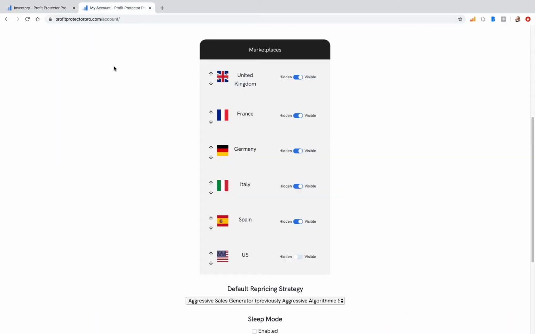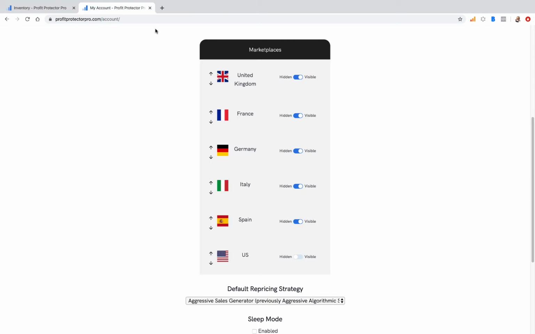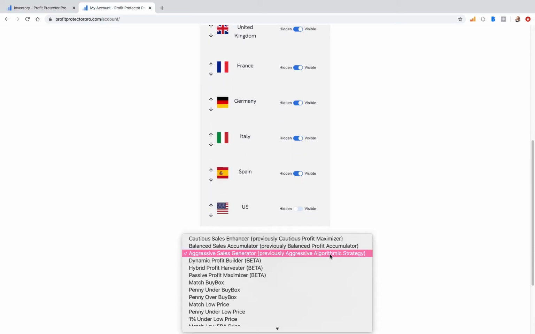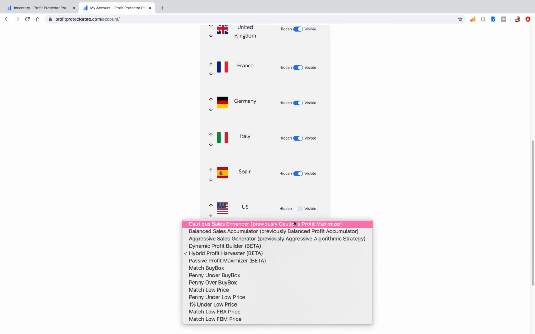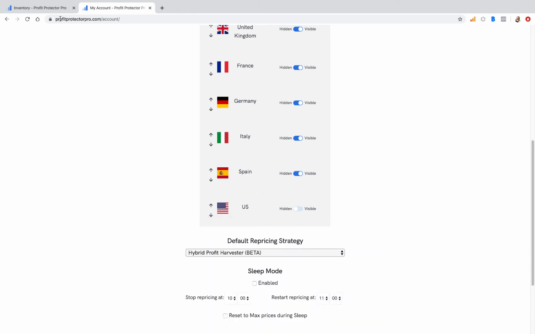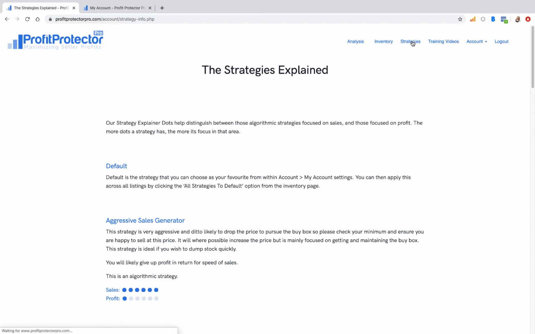So you can check it out by going to account and my account, and that will bring up this page here. And down here, you've got your default pricing strategy. So you can change that to one that suits you best and whatever one you want to use as your favorite strategy. So let's keep going and I'll talk you through the other strategies that we have.